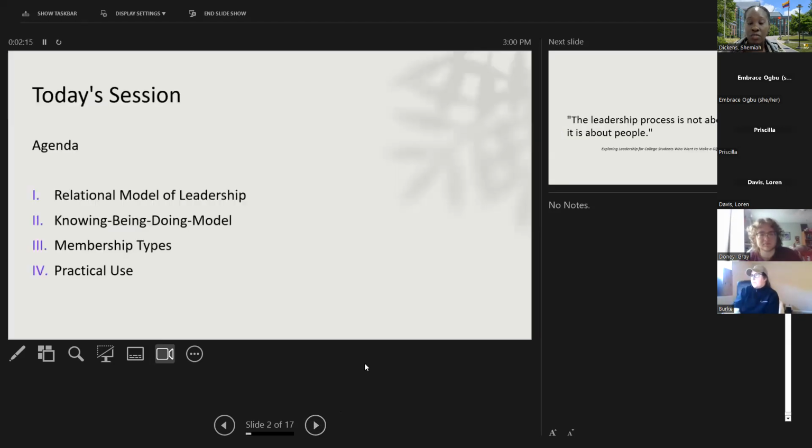So let's start off with today's session. Today we're going to really be talking about the relational model of leadership. That is our first area we'll talk about. And we'll go into the knowing, being, doing model, which will lead you into some practical steps at the end, but also talking about some membership types, which is going to be important because we have a lot of new people coming to campus this fall.